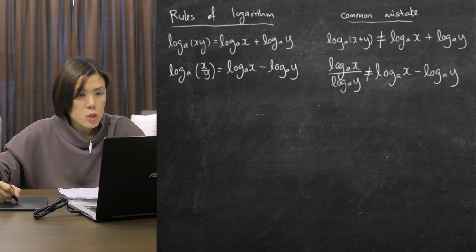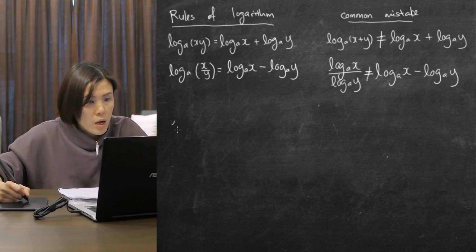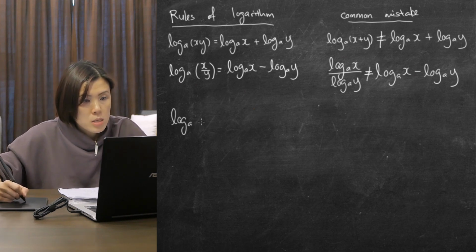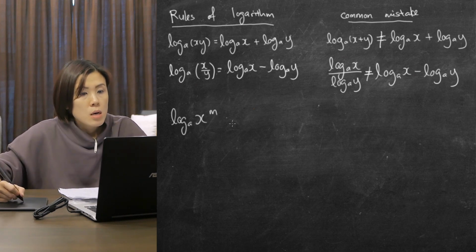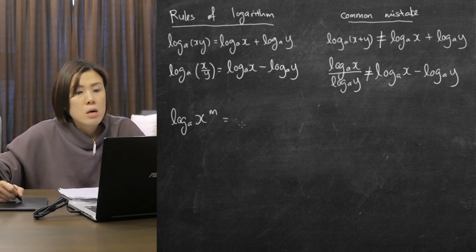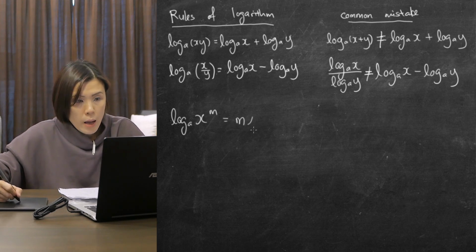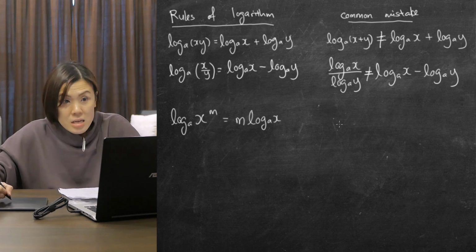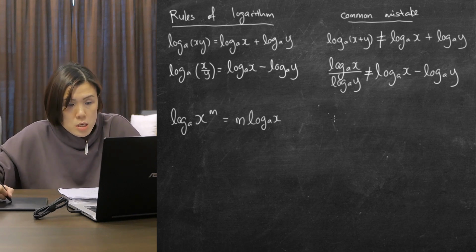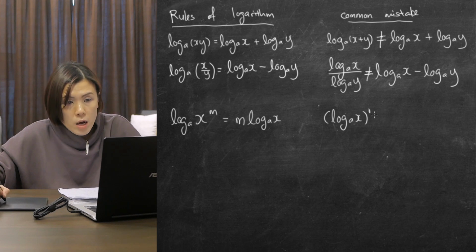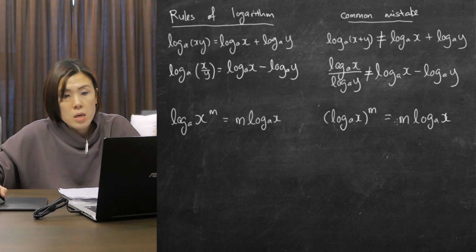Okay, the next rule is when we have logarithm of x to the power of m, we can bring down the power and put it as m times logarithm x. And another common mistake made by students is when they see logarithm x to the power of m, they put this as logarithm x to the power of m, which is again wrong.